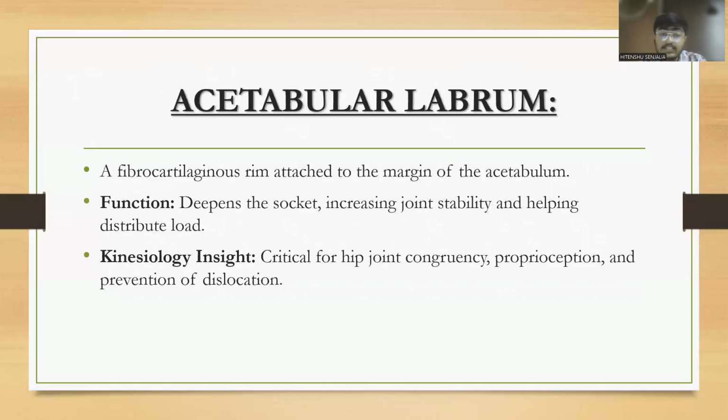The another one is the acetabular labrum. It is a fibrocartilaginous rim attached to the margin of the acetabulum, which is the location, or we can say the place where this ligament is present. The function of this ligament is that it deepens the socket, increases joint stability and helps to distribute the load, meaning it distributes the force or loads of the body to different areas. The kinesiology insight is that it is critical for hip joint congruency and proprioception and prevents dislocation.